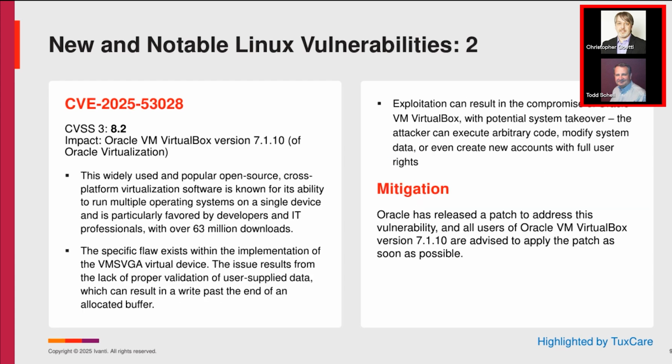The next one is a vulnerability in Oracle VM VirtualBox. For those of you running Oracle VirtualBox, Oracle released a patch to address this vulnerability and recommends that all users update as soon as possible. Exploitation in this case could result in a compromise of VirtualBox, so they have the potential to do a system takeover. That's a pretty nasty vulnerability, since they could get system-wide control. That's why Oracle is advising to get this one updated as soon as possible.